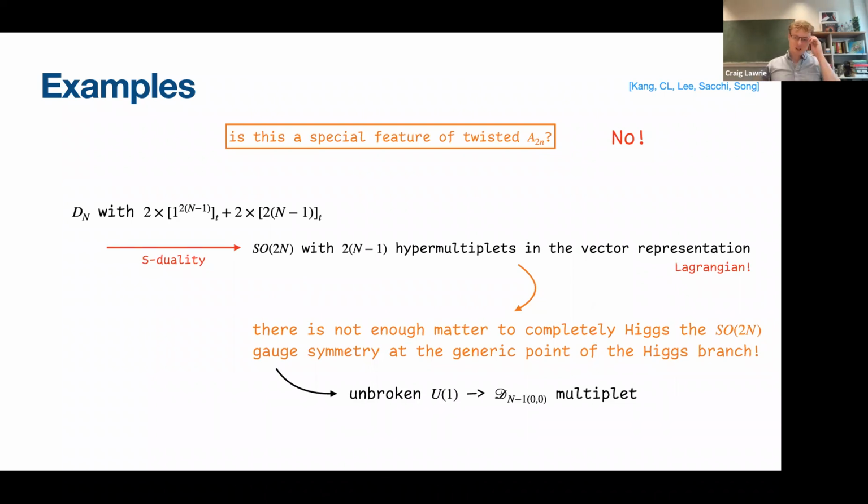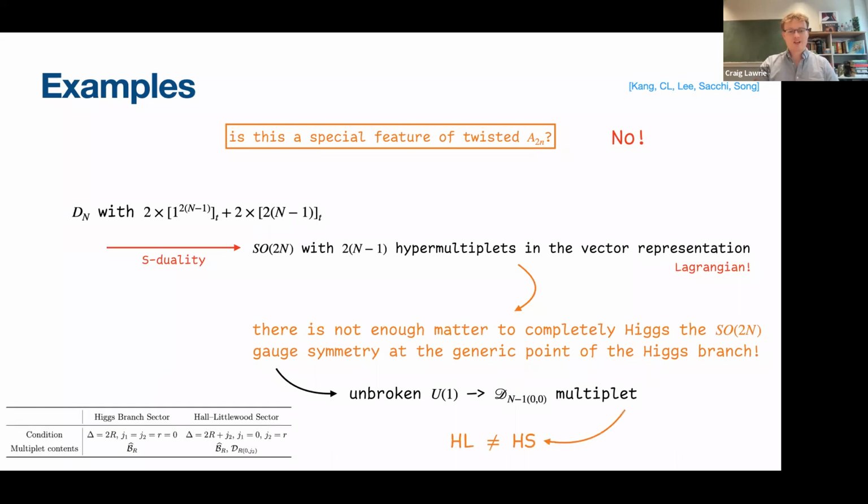So there is actually an unbroken U(1), and that unbroken U(1) corresponds to the existence of a D-hat multiplet with R charge n minus 1, 0, 0. But what did we say earlier? We said that the Hall-Littlewood sector also includes D multiplets. So if you have some D multiplets, then these two sectors are different and the indices are different. So in this specific case where I have a Lagrangian description, that's an explanation for why the Hall-Littlewood index and the Higgs branch Hilbert series are different.